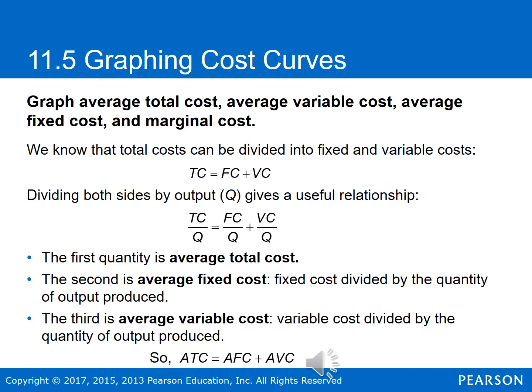Now we know from the previous section that total cost can be divided into fixed and variable costs. Now if we divide both sides by the output, this gives us a useful relationship. The first quantity, the total cost divided by the quantity, is the average total cost. The second is the average fixed cost, or the fixed cost divided by the quantity of the output being produced. And the third is the average variable cost, the variable cost divided by the quantity of output produced. So the average total cost equals the average fixed cost plus the average variable cost.